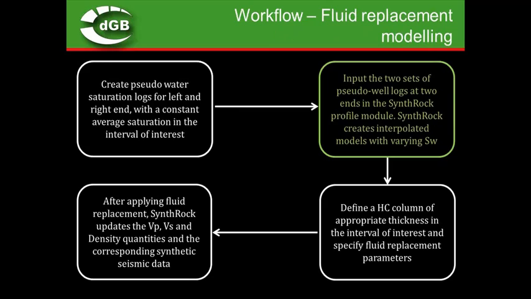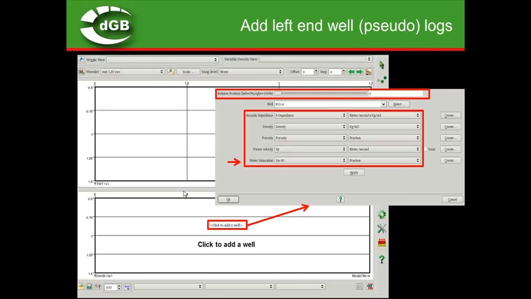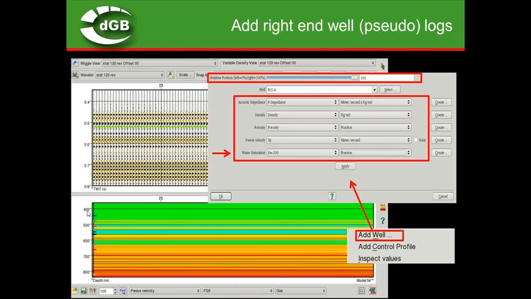Now the second step of this workflow is to input the two sets of pseudo-well logs at two ends in the SynthRock profile module. So again, back to the main profile window, wherein you click in this area, you specify the well, various geophysical logs, the recently created scaled water saturation log having an average water saturation of 90%, and you put it at a zero relative position, essentially at the leftmost end in the profile module.